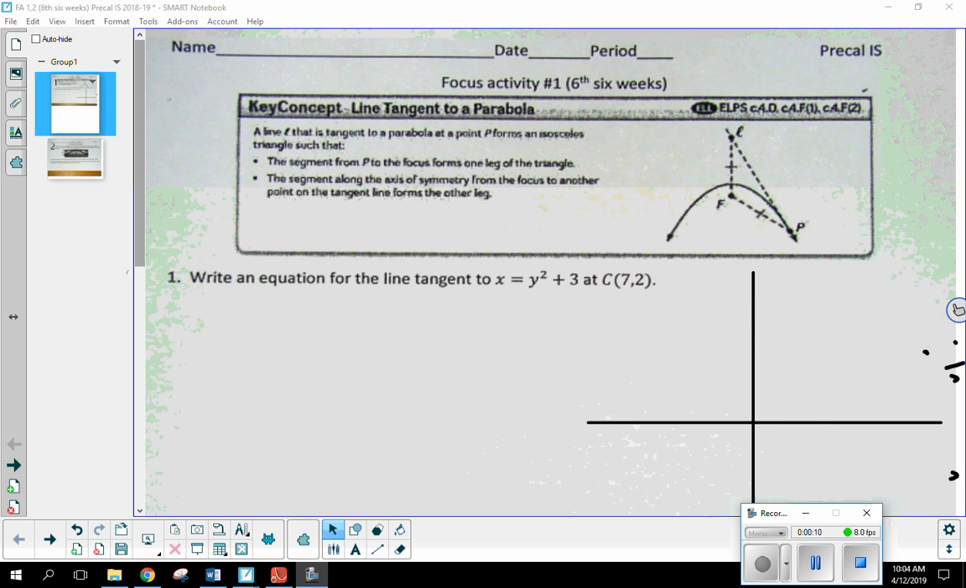We are going to go ahead and finish up some notes. We don't have a whole lot to do, but I do want to get through it to make sure you have as much time as possible for your quiz, which is going to be over arithmetic and geometric series in just a few moments. So we have a focus activity first.